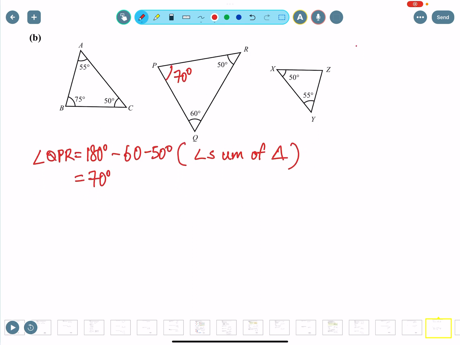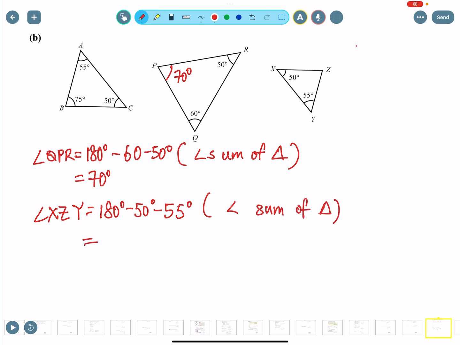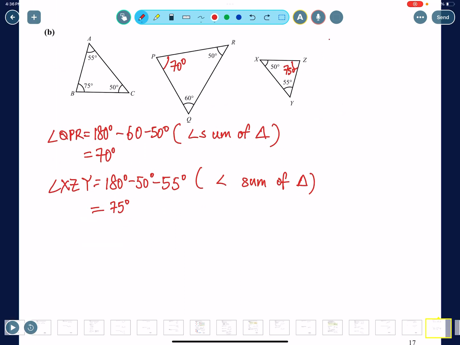The next one, I'm going to find angle XZY equals 180 minus 50 minus 55. Again, angle sum of triangle. That is 105, so it's 75 degrees. Now, seeing 75 degrees here, I can already know the first one and the last one are similar. They have the same angles. So I'm just going to match again.